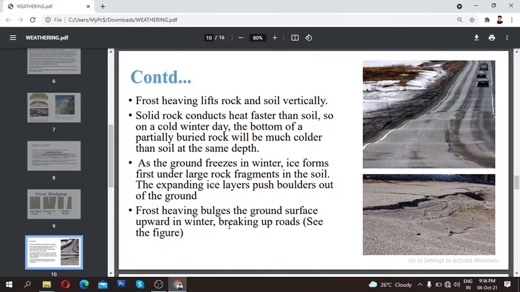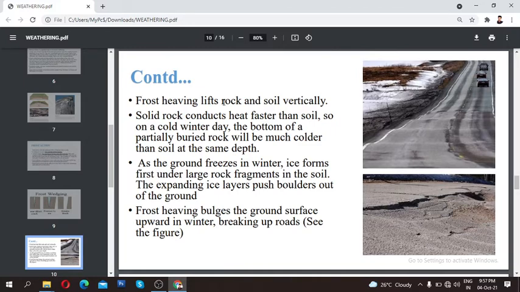So this is the continuation of frost wedging. There is another process, which is frost heaving. This is a simple example that we might have come across, where rock and soil are lifted vertically. In this image you can see a road in a snow falling area. Here you can see various bulges of the rock. This happens because of the process of frost heaving, that is, the rock or the terrain is being lifted over.